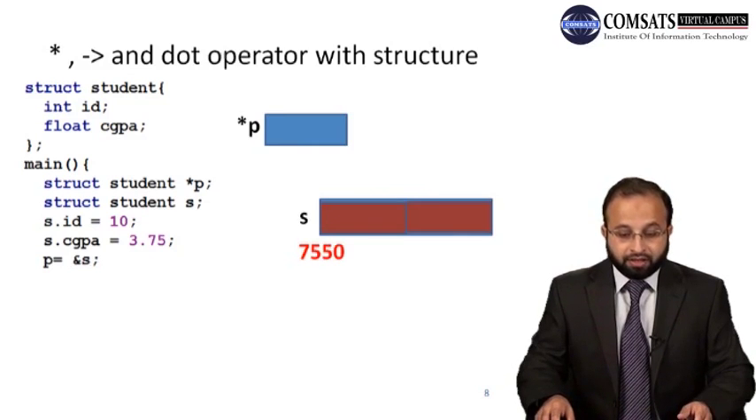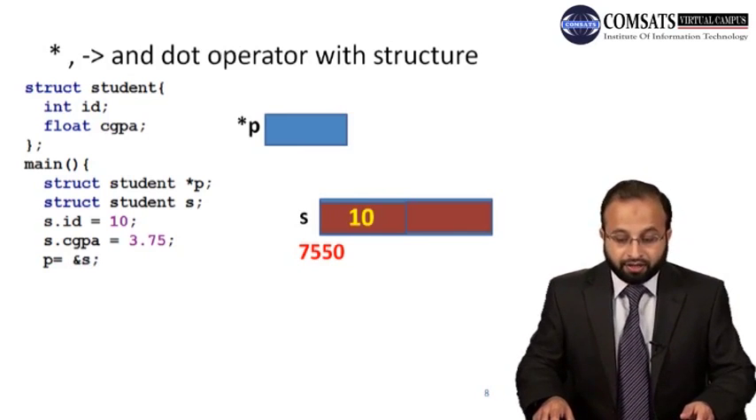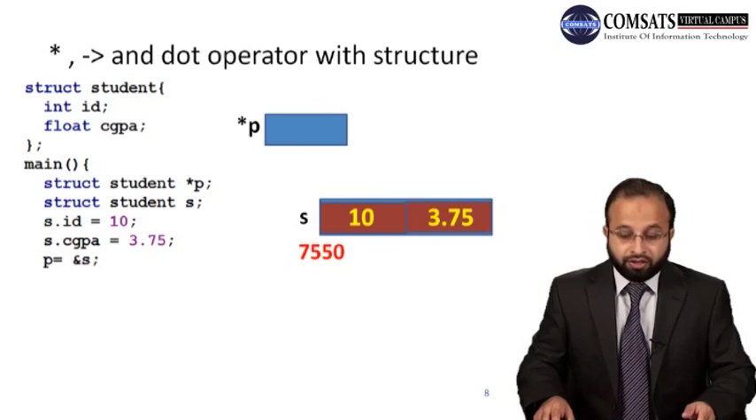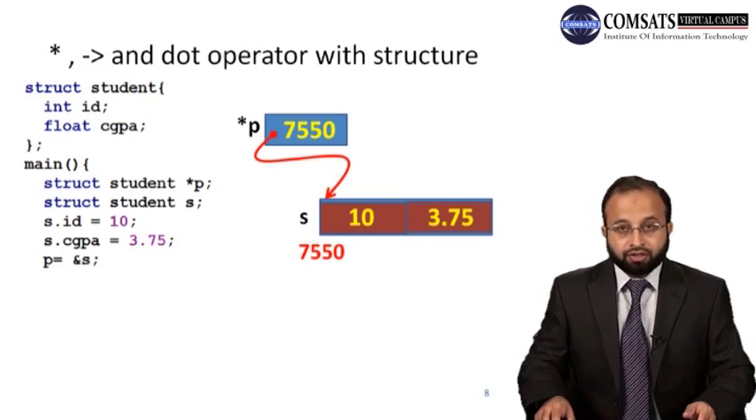Now it has two parts. The first part contains the id. So when s.id = 10 is executed, 10 will be assigned to this location and 3.7 will be assigned to this location. Now the address of this structure is 7550, we assume, and then we assign this address to pointer p. This means that we create a connection, we can access the structure through this pointer.